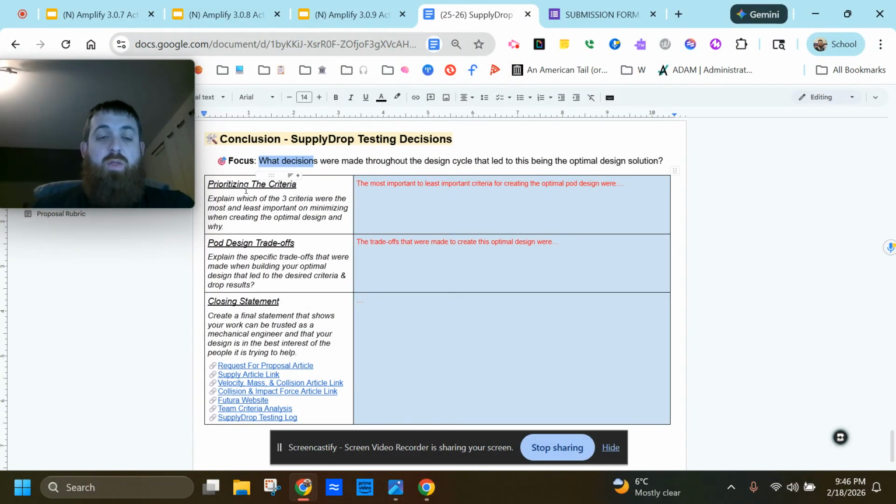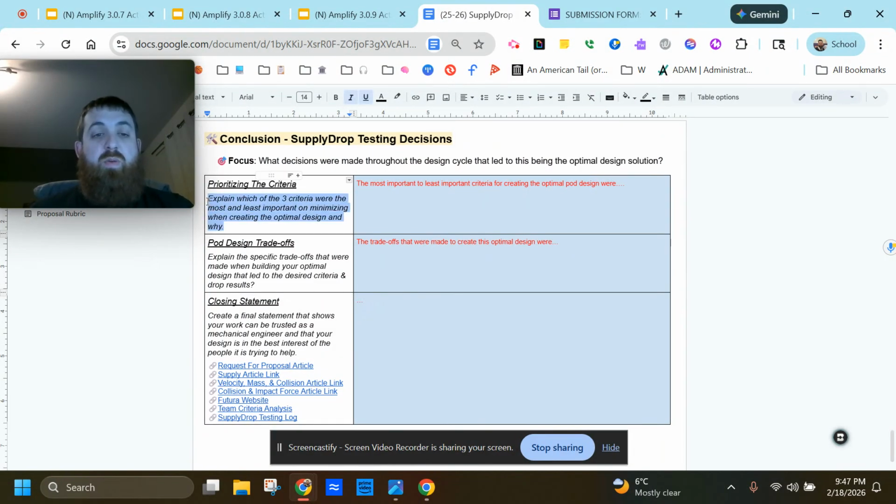So there are 3 parts to our conclusion: prioritizing the criteria, pod design trade-offs, and then our closing statement. Each one has a question you'll see here, and we'll answer that question here in the blue box. Some of them will even have resources for you to use. So let's take a look at the first one: prioritizing the criteria.